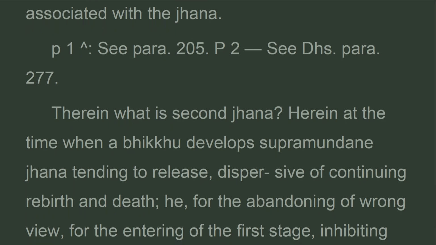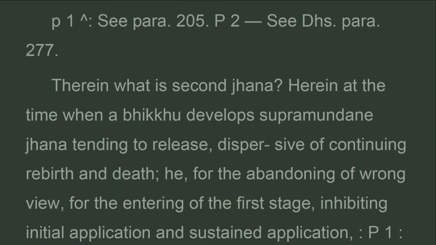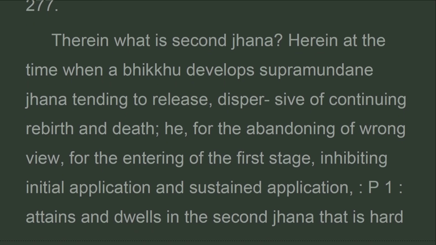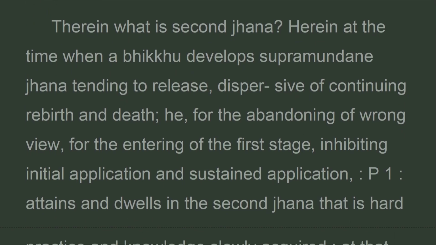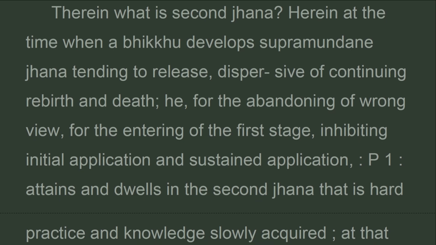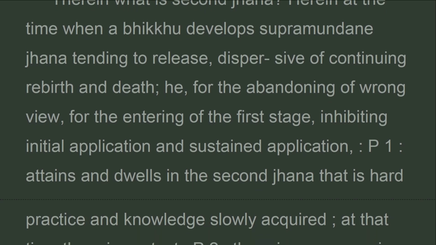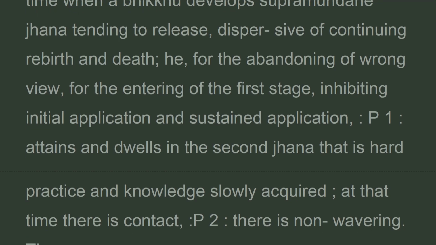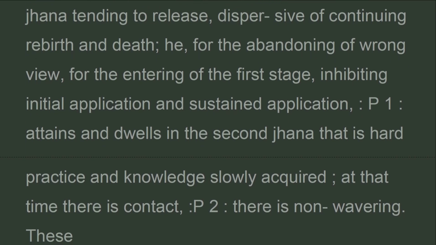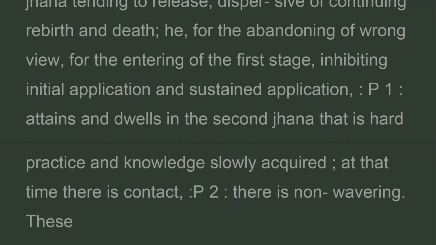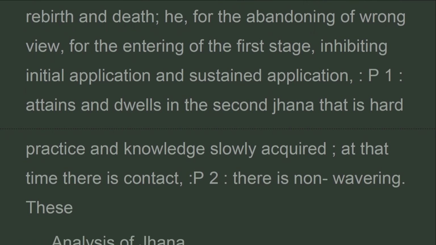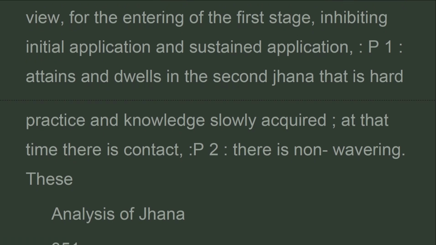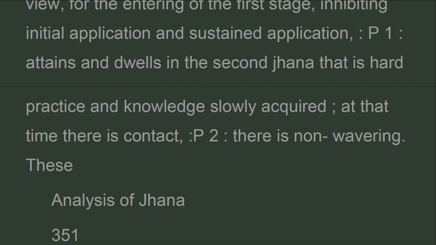P. CDHS. Para. Therein what is second jhana? Herein at the time when a bhikkhu develops supramundane jhana tending to release, dispersive of continuing rebirth and death, he, for the abandoning of wrong view, for the entering of the first stage, inhibiting initial application and sustained application, attains and dwells in the second jhana that is hard practice and knowledge slowly acquired.